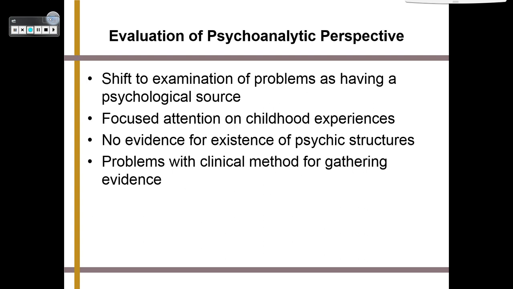However, there is no evidence for the existence of any psychic structures. So the collective unconscious, archetypes, the id, the ego, the superego, there's no evidence that any of that exists. In fact, there are serious problems with the clinical method Freud and his students used for gathering any of their evidence. The real problem here is that Freud came up with his ideas by monitoring his clients and then writing a book about it. That was it. There was no scientific observation.